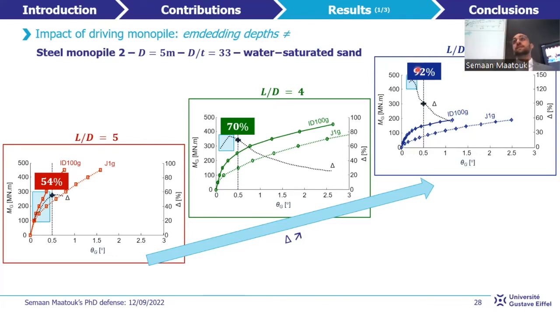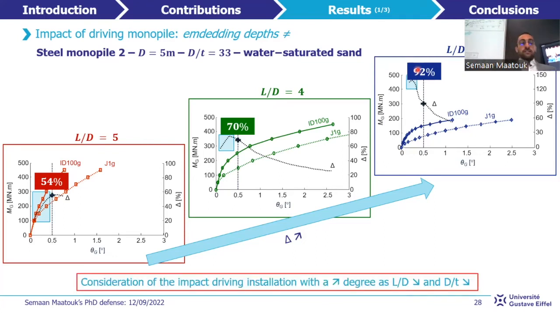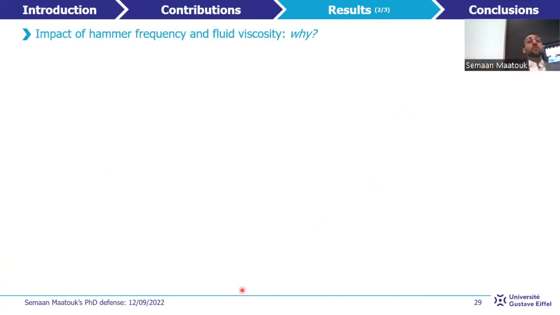So from this first thematic, it must be kept in mind that the impact driving installation should be accounted for in the design of laterally loaded monopiles, with a degree of improvement much more pronounced for a smaller length to diameter ratio and a lower length to diameter thickness ratio. The question is now why I studied the second thematic, on the impact of hammer frequency and fluid viscosity on the horizontal response.